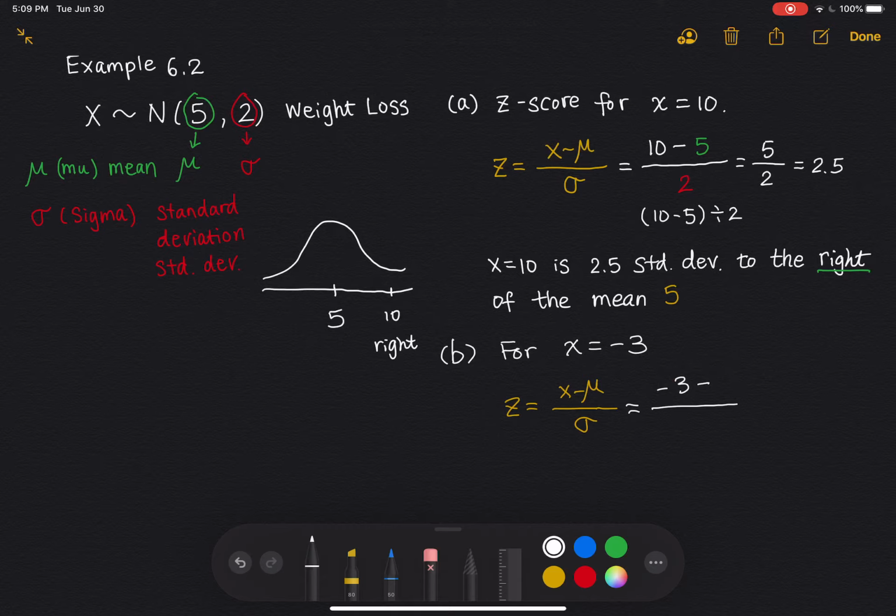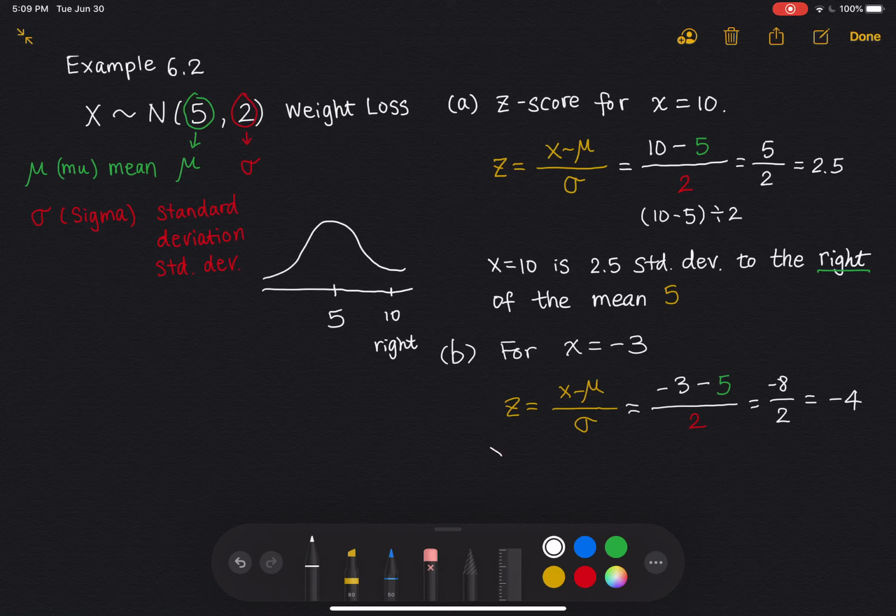Now you still subtract the same mean because we're talking about the same distribution, and you divide it by 2 as the standard deviation sigma, and make sure you use a calculator. It's -8 divided by 2, so the z-score is -4. Now when you have a negative z-score, what it means is that the value is below the mean. So underperformance, you can think about it that way.